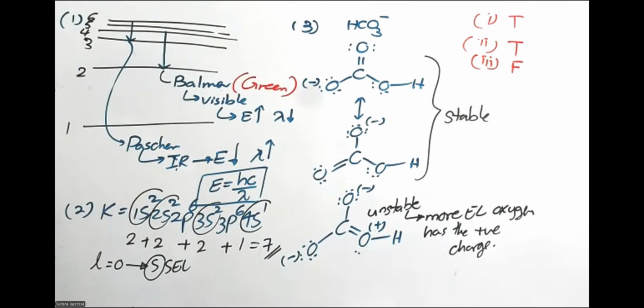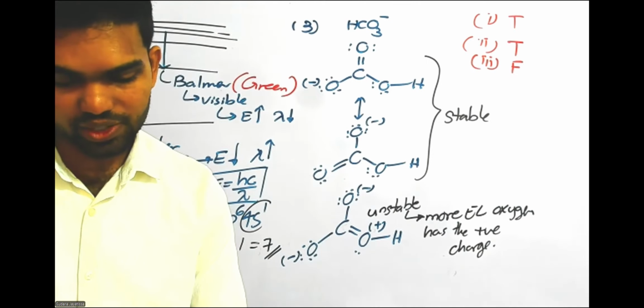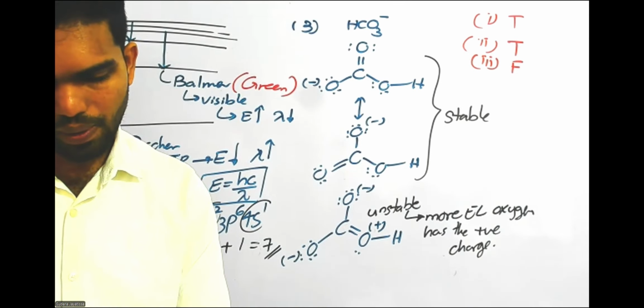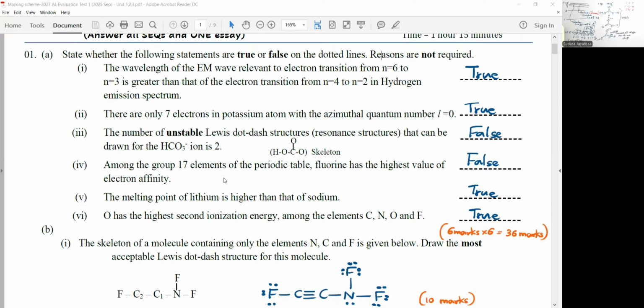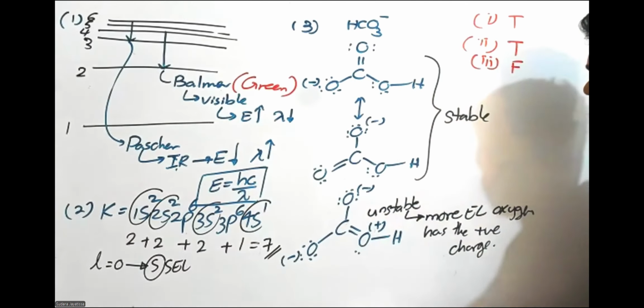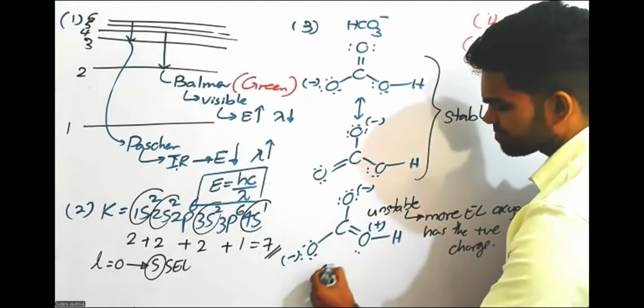Right? So now we can go to the fourth statement. Let's see why it is incorrect. Let's see whether it is correct or wrong first of all. Among group 17 elements in the periodic table, fluorine has the highest value for the electron affinity. It is not fluorine. Electron affinity means likeliness to accept electrons, no? Right? In group 17, electron affinity changes in this way. You need to remember that.